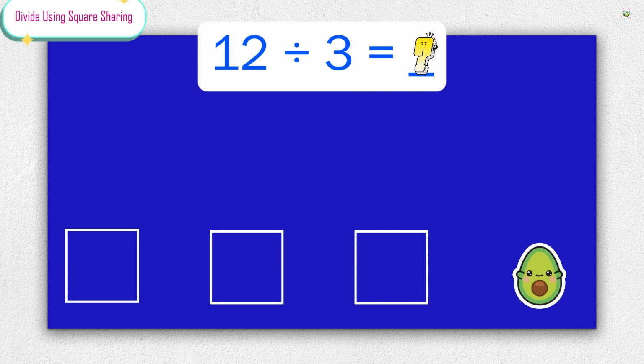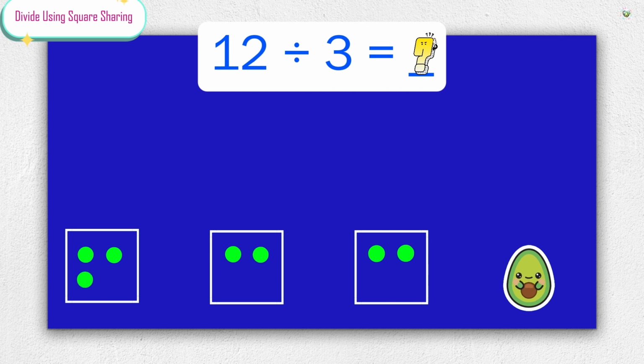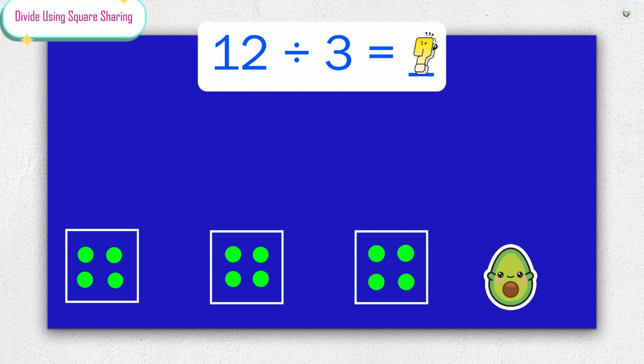Great idea. Greenie, can you show me how you do it? Okay. 1 at a time. 1, 2, 3, 4, 5, 6, 7, 8, 9, 10, 11, 12. All done. Nice job. Now, what's next?